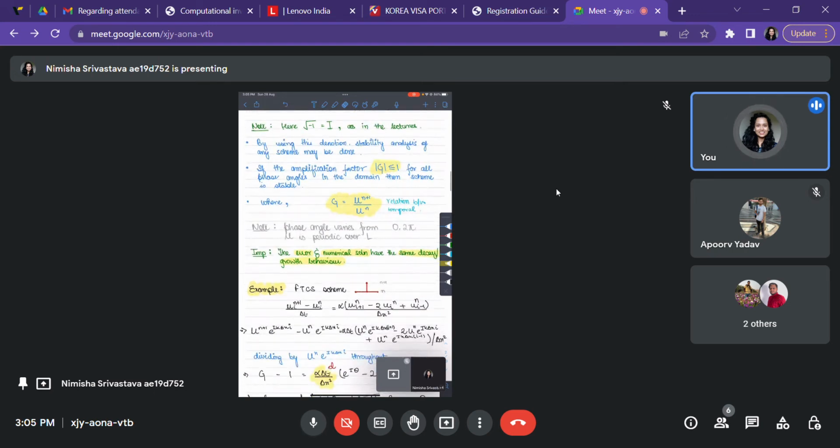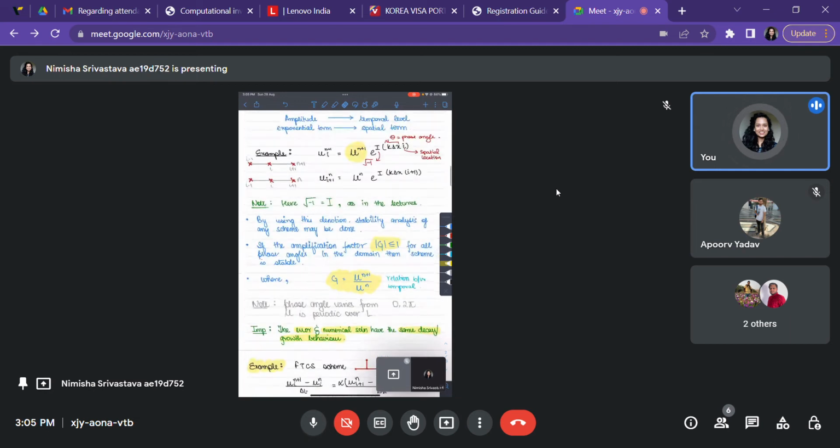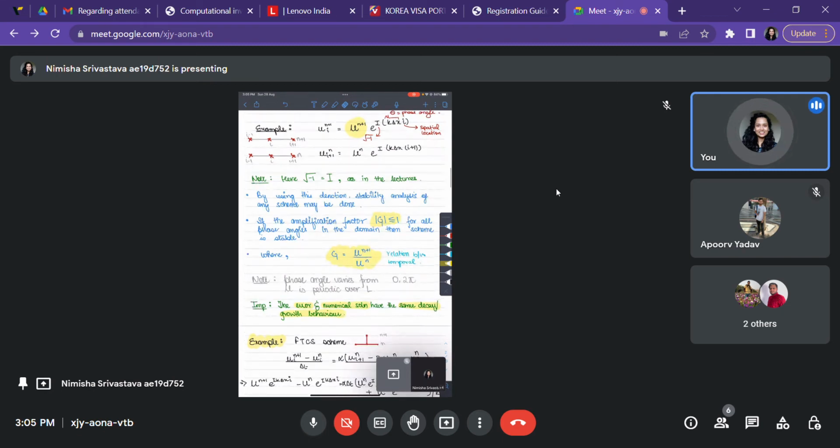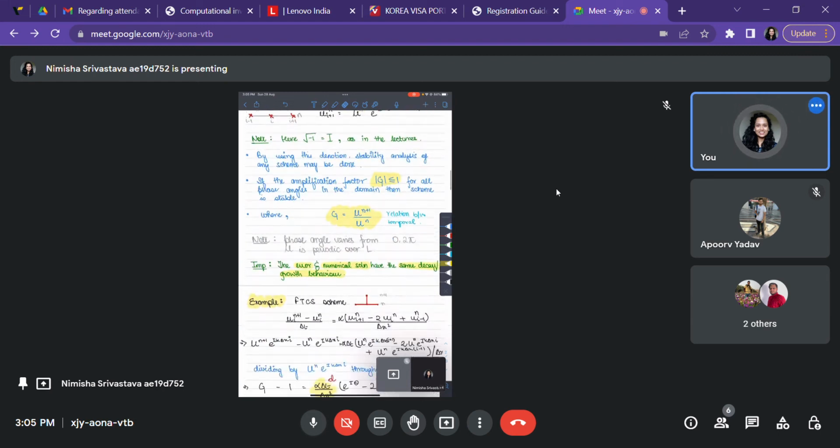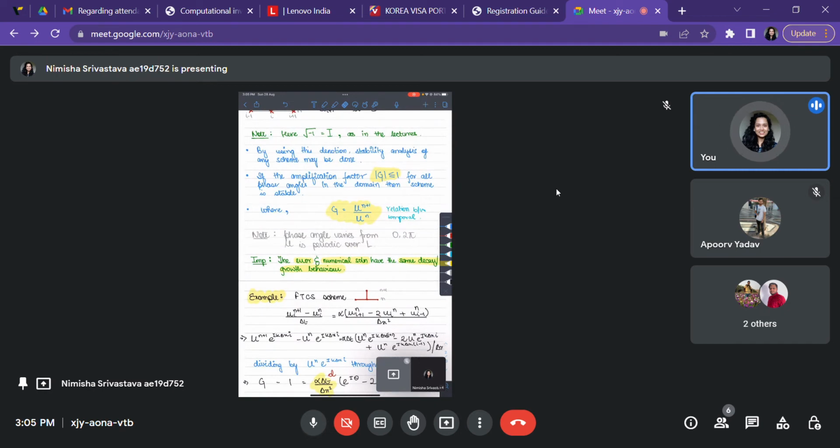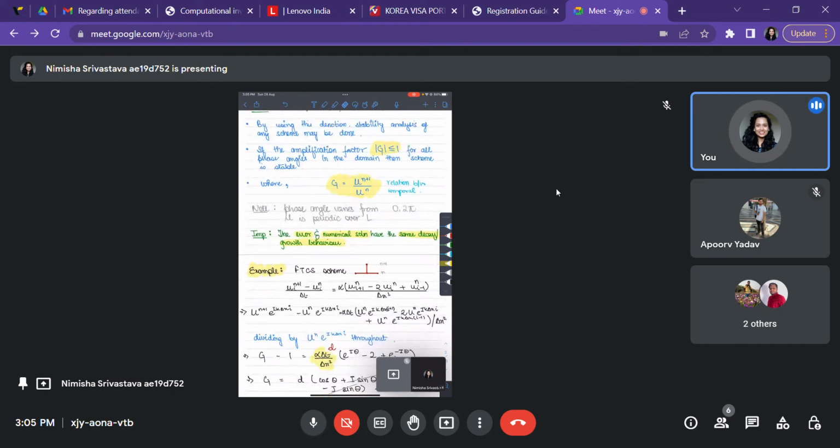And if the amplification factor is less than or equal to 1 for all the phase angles, that is this k delta x, this theta can vary from 0 to 2 pi. So we require that for each and every phase angle, the amplification factor should be less than or equal to 1, because of what I told you right now, that the error and numerical solution have the same decay and growth behavior.